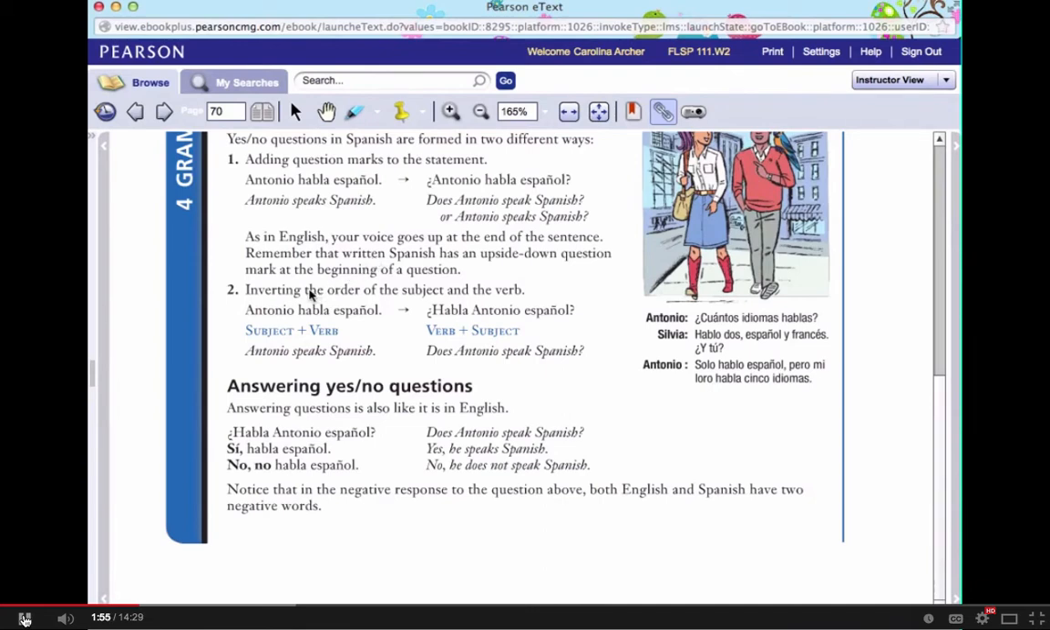Another way you can ask a question whose answer is yes or no is by inverting the order of the subject and the verb. Okay, so Antonio habla español. This is the subject, this is the verb. Habla Antonio español. It's the same thing as Antonio habla español. The same thing. So either way is fine, is correct, okay? By just adding the question marks to the statement or reversing the order of the subject and the verb. Habla Antonio español. Okay, so how do you answer yes or no questions?